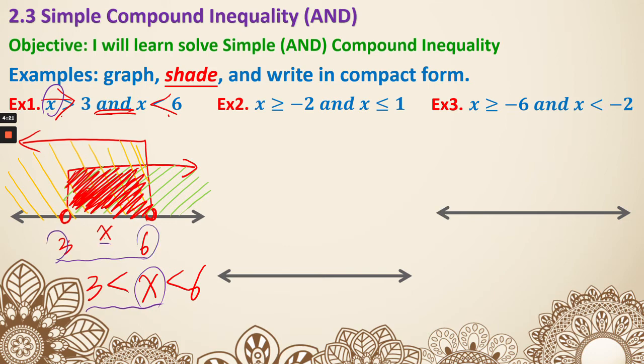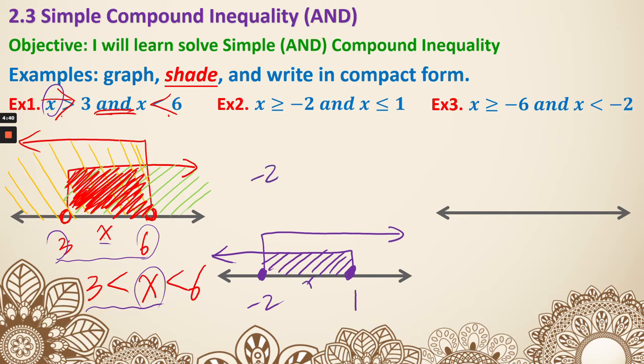That's number 1. Number 2, -3 is a solid dot because it has an equal sign. 1 is a solid dot because it also has an equal sign. -3 is pointing to the right, and 1 is pointing to the left. I need the middle part being shaded. Final answer for compact form, -3, middle is x, so less than or equal to x, which is less than or equal to 1. And if you're wondering, wait, how did I get these signs? Well, if you look at the graph, they're both solid dots. That means we have to have the equal.